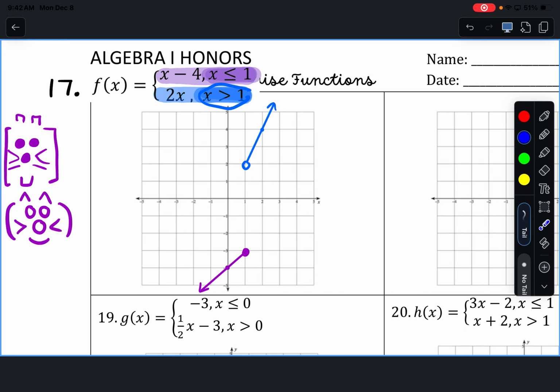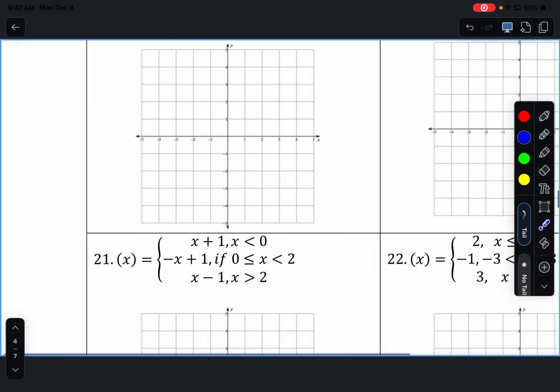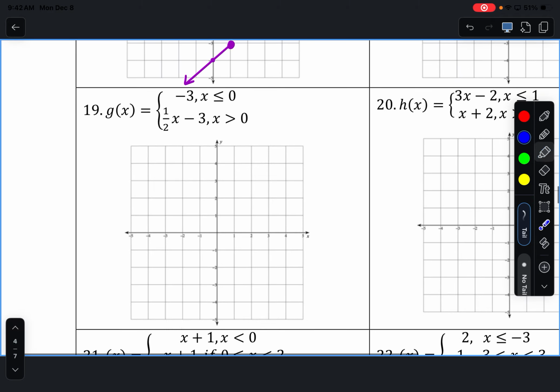All right, now, number 19. Whenever we have just a constant, so it is negative 3 when x is less than or equal to 4, that right there is the same as us having y equals negative 3. What kind of line is that?